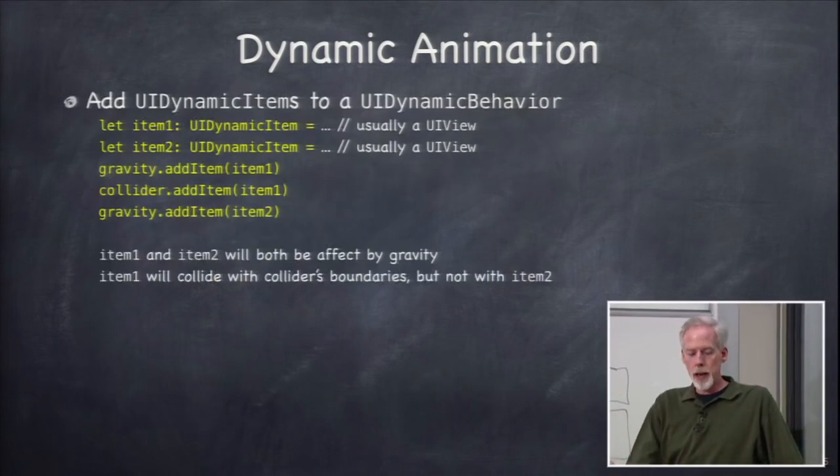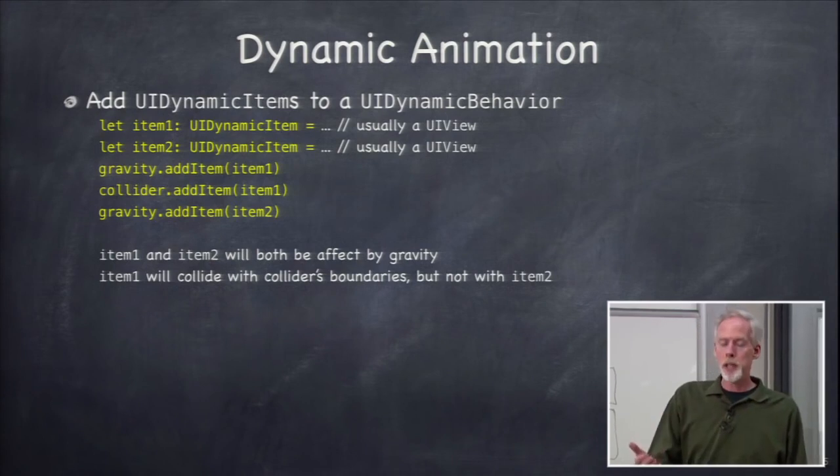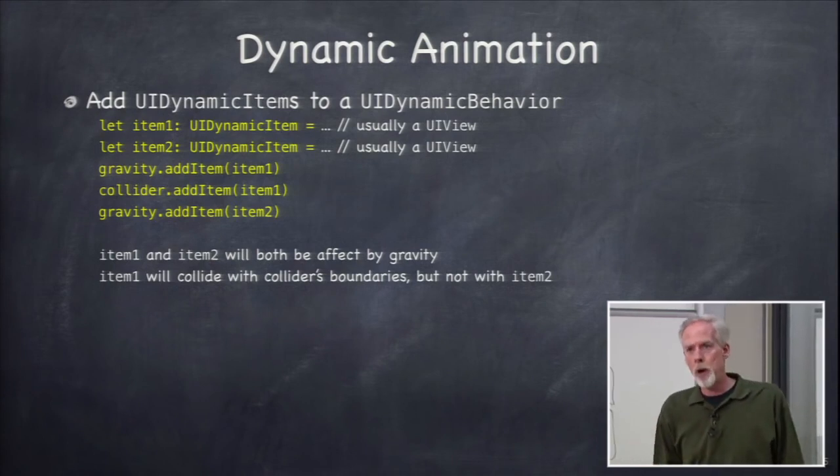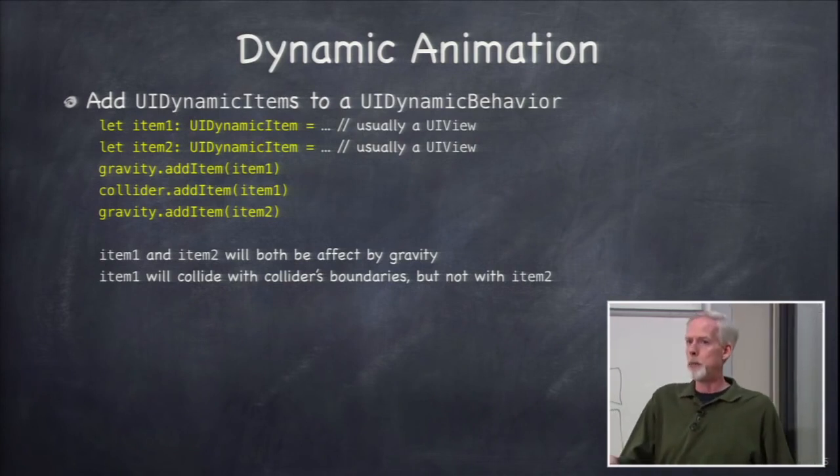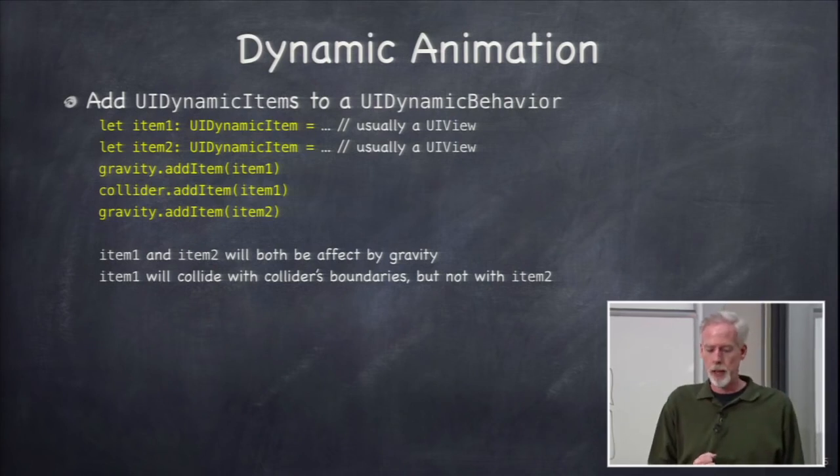Dynamic items are really just a protocol. I'm going to talk about it in a second, but UIView implements that protocol. You just add these items using the method addItem on UIDynamicBehavior. So you see how I'm adding the items to the behavior. You don't add the items to the animator, you add the items to the behavior, you add the behaviors to the animator. Okay?